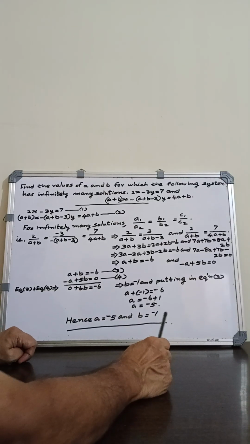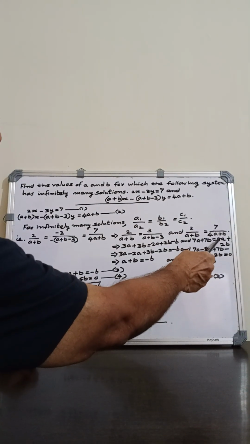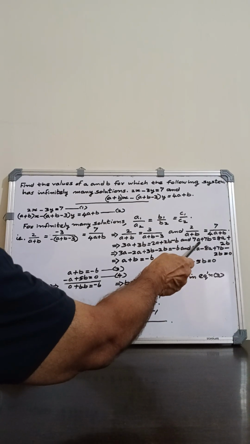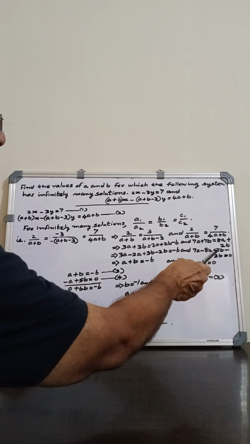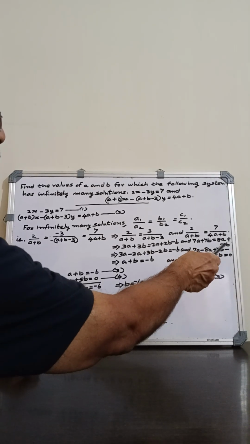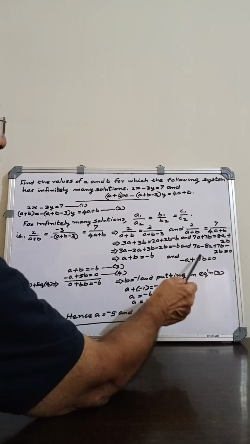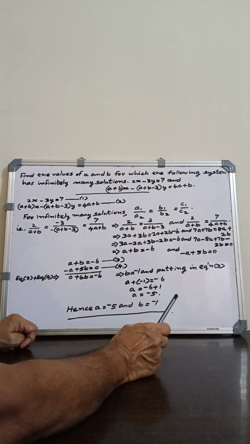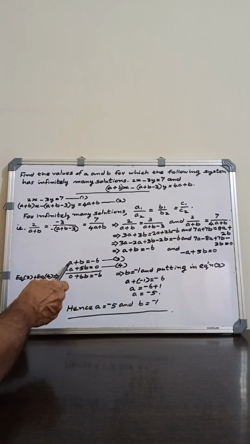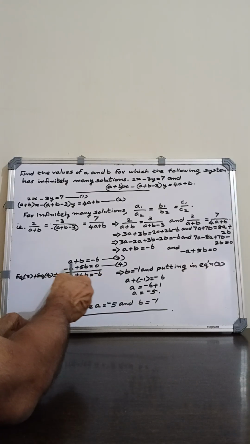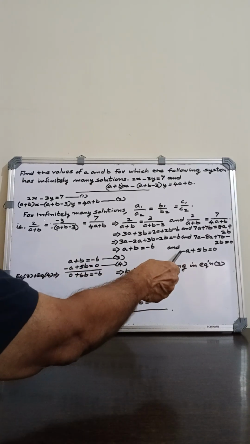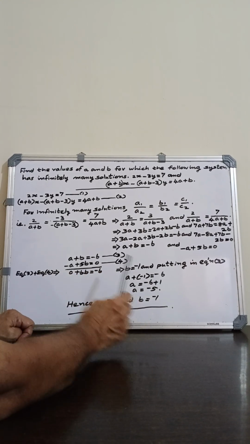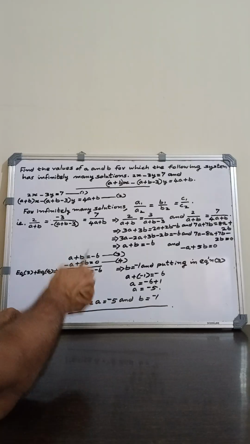In the second option, 7 into (a plus b), 7a plus 7b equals 2 into (4a plus b), 8a plus 2b. Transposing, 7a minus 8a equals minus a, and 7b minus 2b equals plus 5b, so minus a plus 5b equals 0. Therefore, a plus b equals minus 6 is the third equation, and minus a plus 5b equals 0 is the fourth equation. This is a system of equations in two variables.